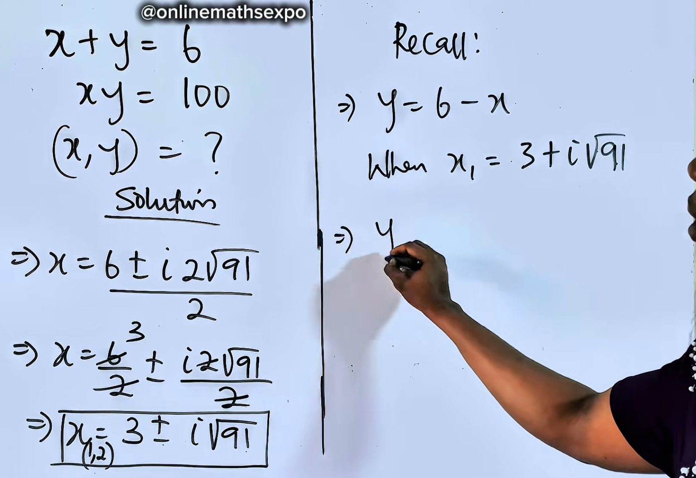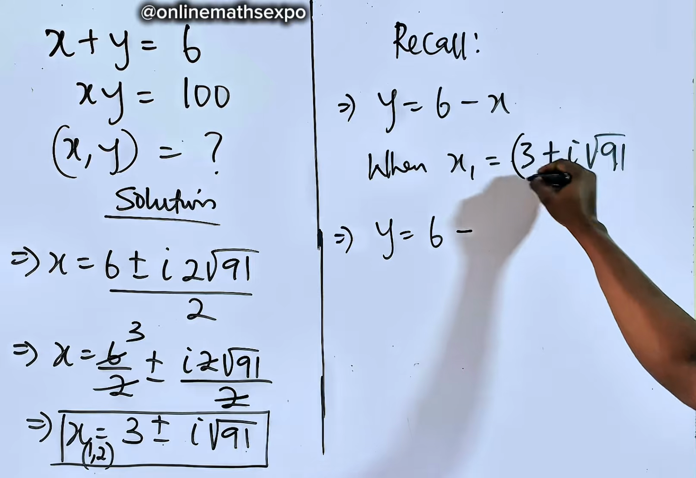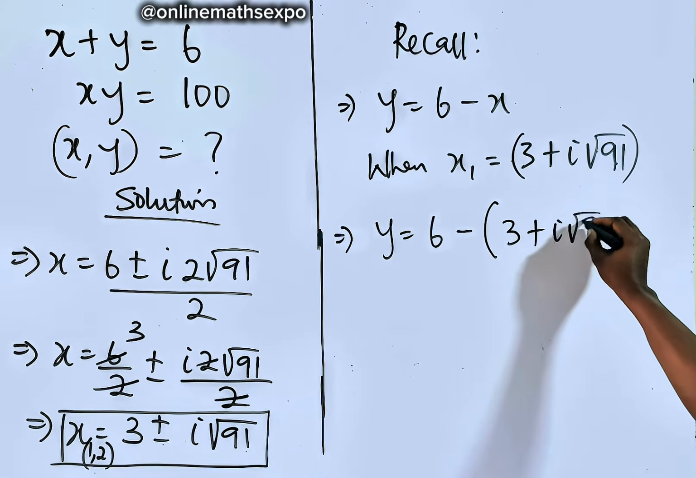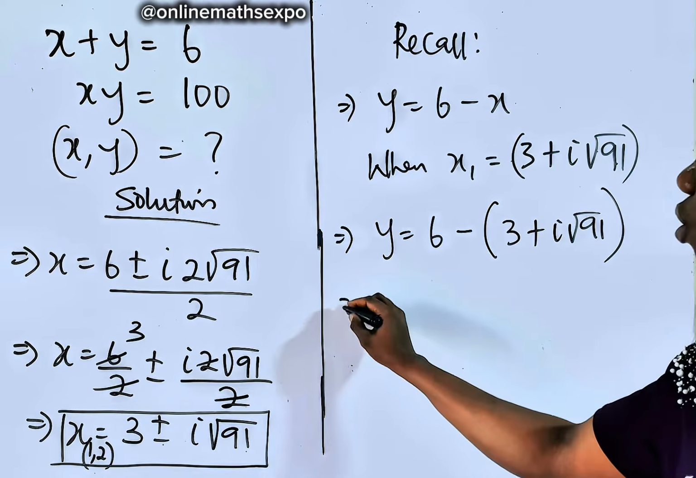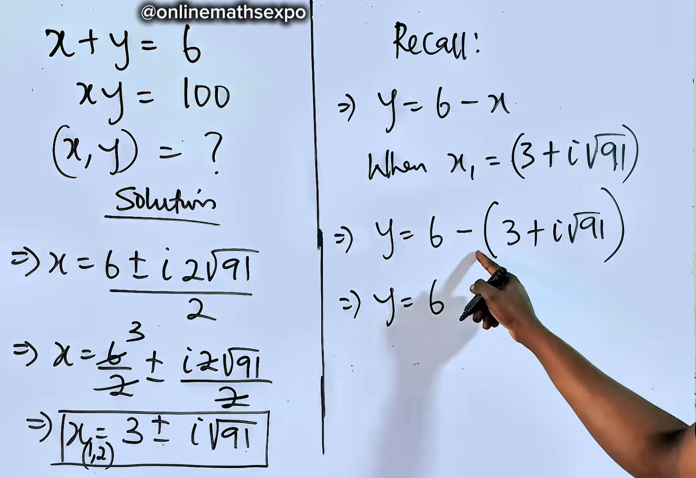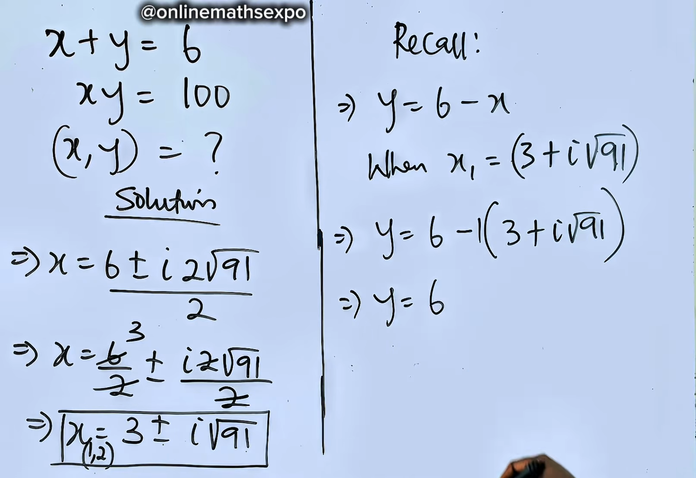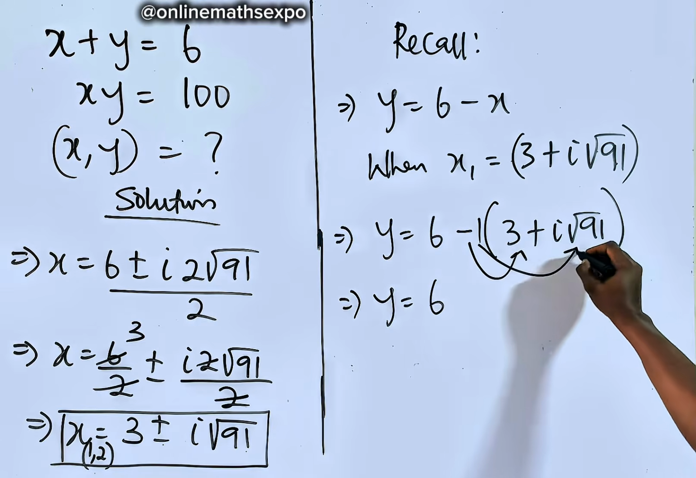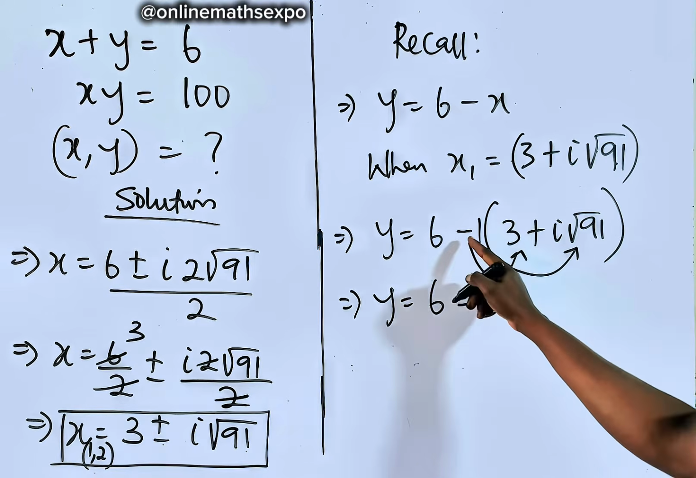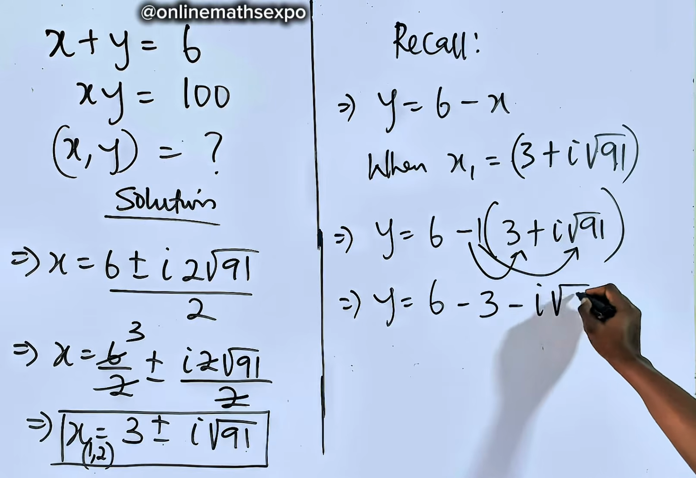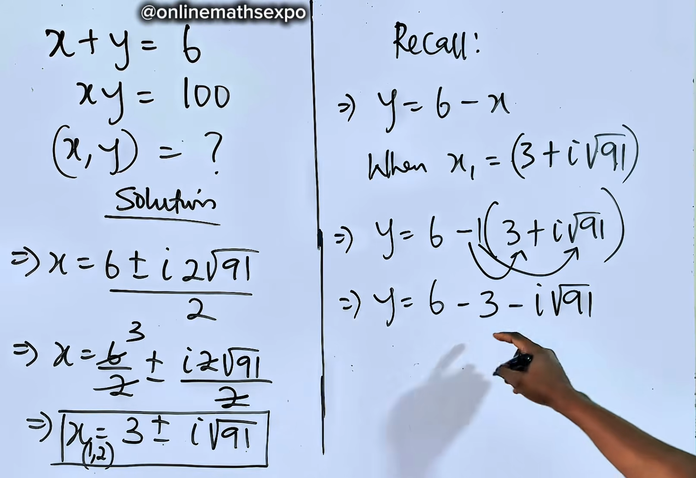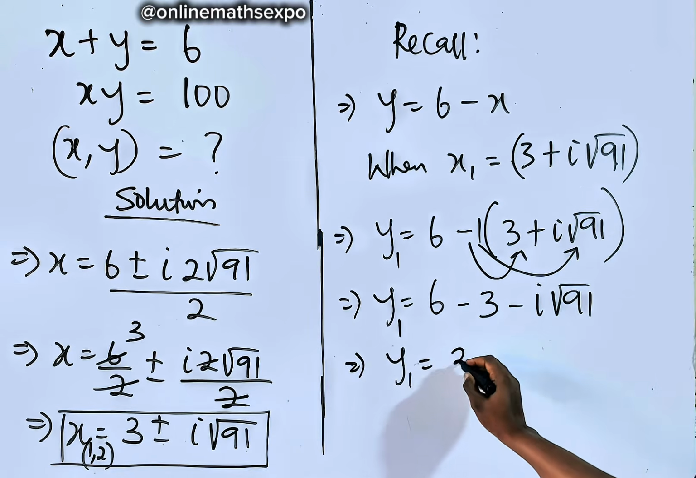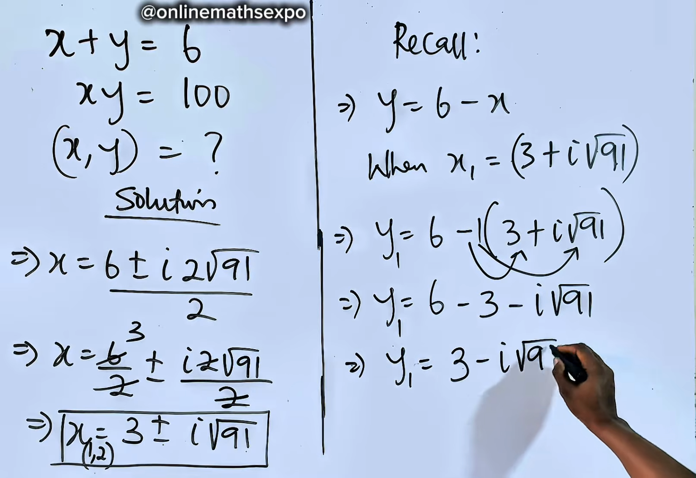So we are going to have y is 6 minus, remember this is an expression, so put it in brackets, 3 plus i root 91. To open this up is as much as using -1, so just distribute to open up the bracket. This gives us -3, and negative i root 91. And when you subtract, it gives you 3. So the first value of y is 3 minus i root 91.